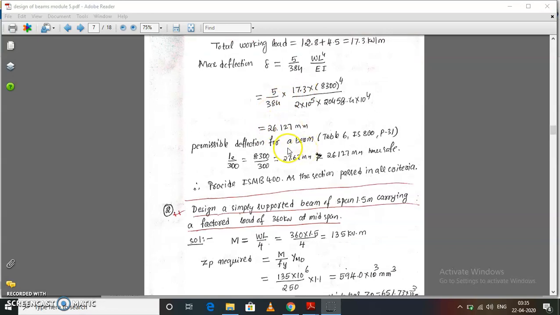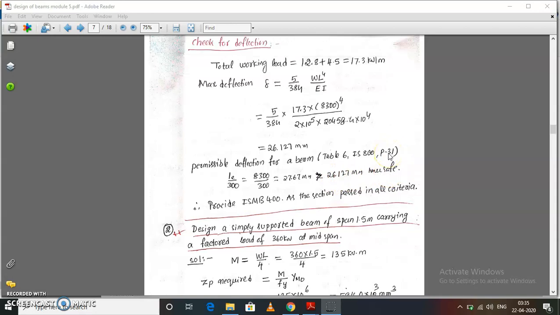The permissible deflection for the beam, table number 6, as I told, is L divided by 300. L is 8300 divided by 300, that is equal to 27.67 millimeter, which is greater than 26.17 millimeter. Hence the design is okay. So that completes your design.